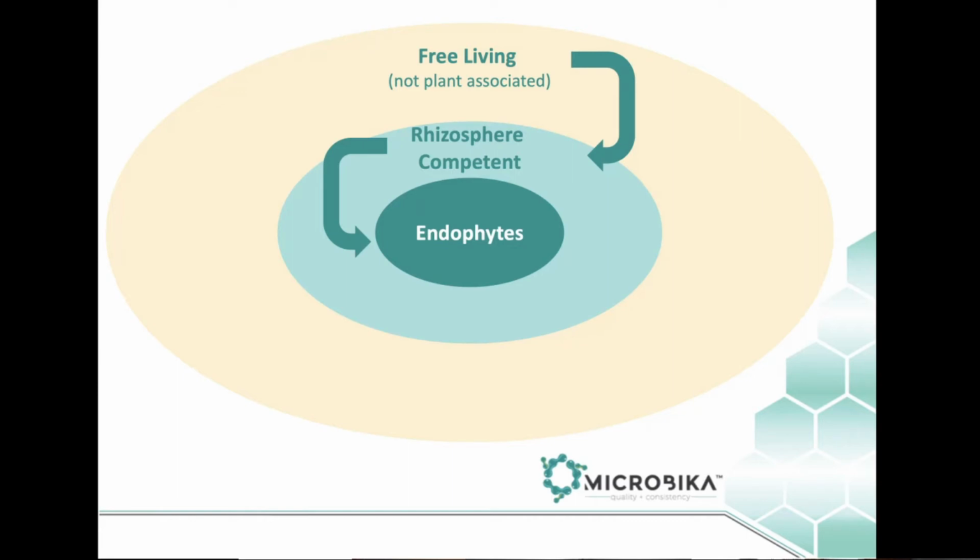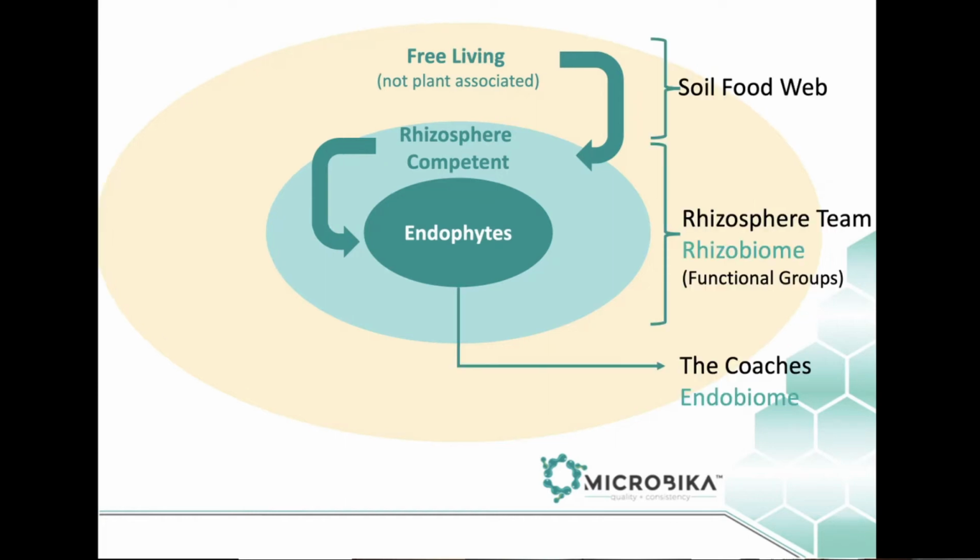So the moment a plant sends a signal that there's a carbon source available in the form of root exudates, the microbes responding to that signal we call rhizosphere competent. So they have the unique ability to establish in the rhizosphere and become plant associated. And then the microbes that go one step further, that not only live in the rhizosphere, but in the plant tissue, living systemically inside the plant, they are the endophytes. So the free-living microbes not associated with the plant are part of the soil food web. The ones associated with the plant are part of the rhizosphere team, or the rhizobiome.